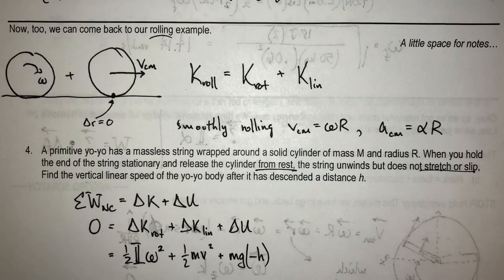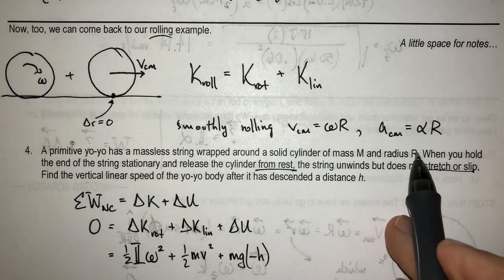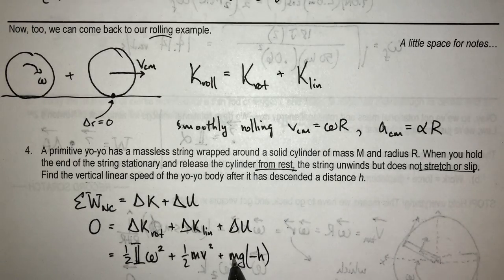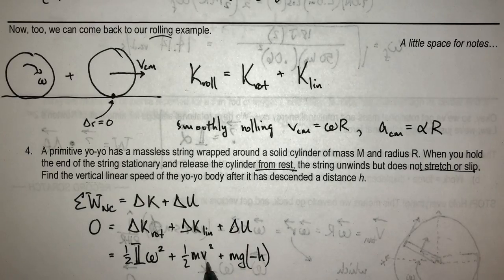Okay, but it looks like we have too many variables. It looks like we have omega and v. M and r and h were initialized for us, so we got those. H we were given. So those are okay to use in our answer, but omega and v, I don't know anything about omega. V is what I want.